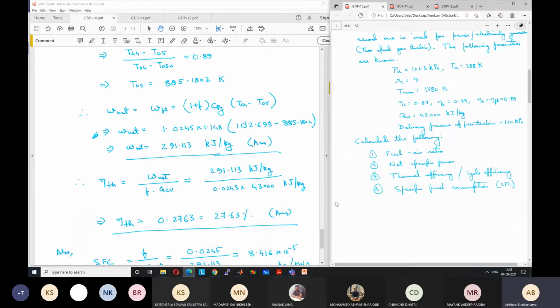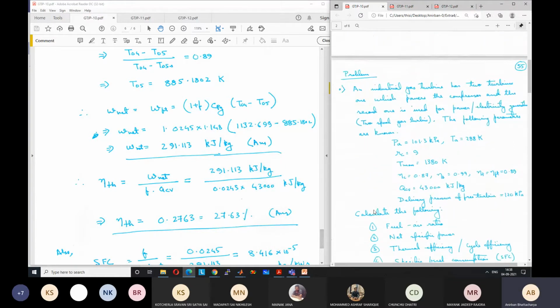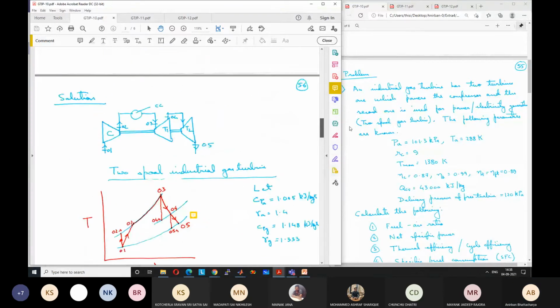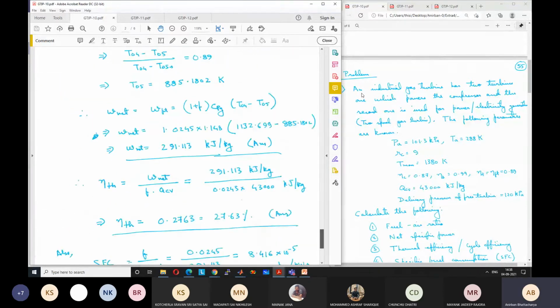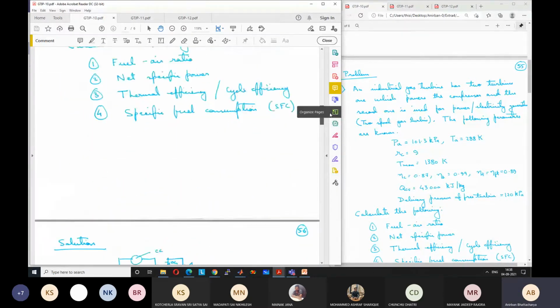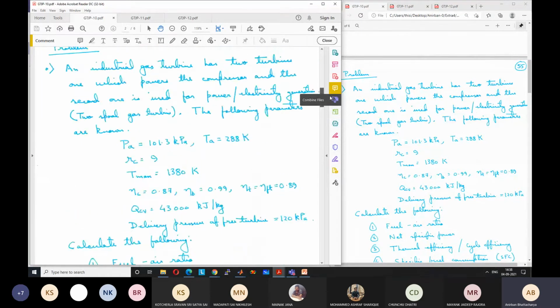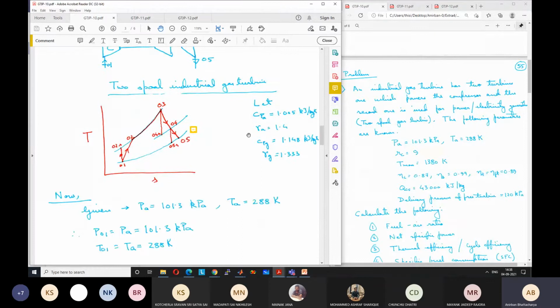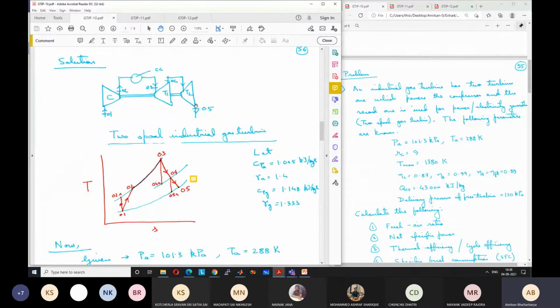We were discussing a problem on a real cycle yesterday. So what was the problem? The problem was given as a real cycle with no reheating. A two spool industrial gas turbine was present. Two spool means there are two shafts.